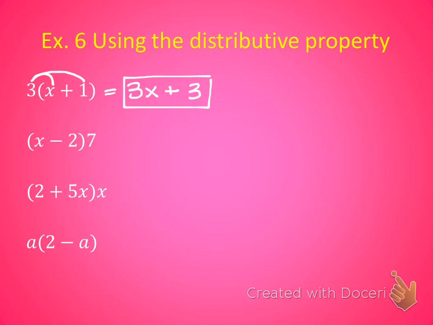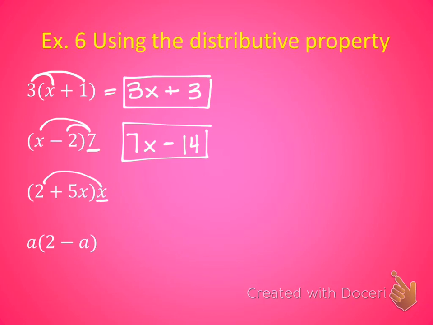Okay, so let's do this one now. I said what you have to distribute can be on the front, or the back. It does not matter. So here it is on the back. I need to distribute it still to everything. So what's 7 times x? 7x. And then I keep my minus sign, 7 times 2 is 14.